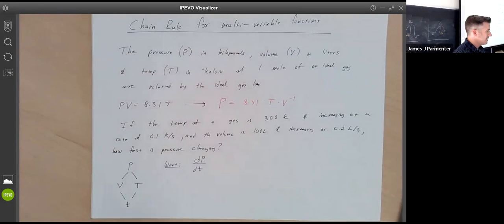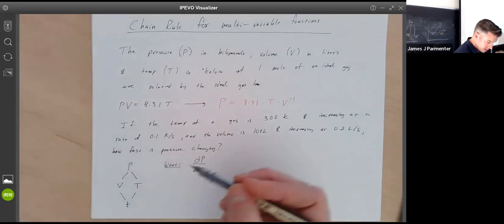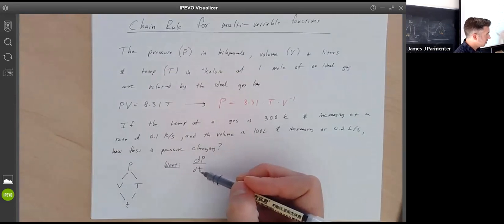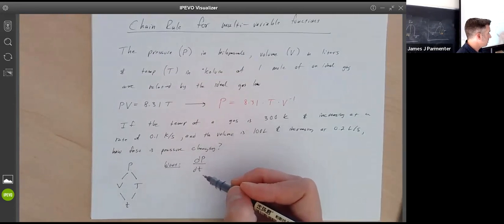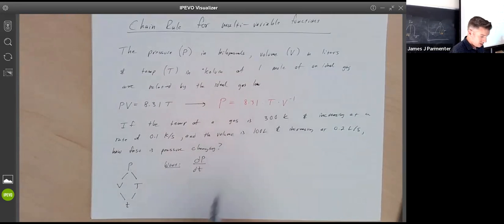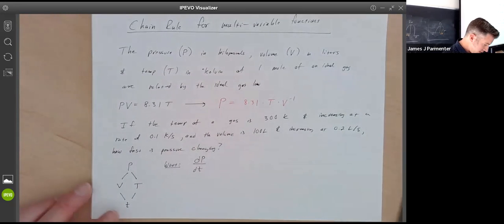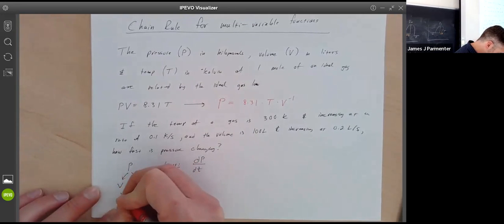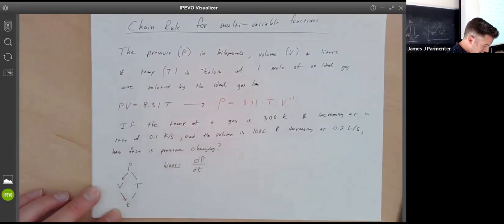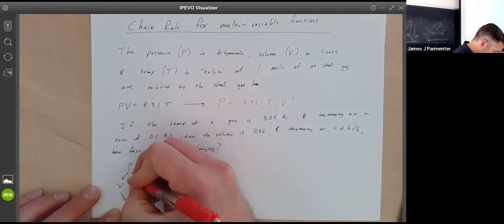The nice thing about this is that if you've drawn this mapping, the way you get the derivative you're looking for is by finding all the paths that get you from the top thing to the bottom thing. Or in other words, from the function variable to the independent variable that it's a function of. So when I look at this, I can get from P to T by going through V, or I can get from P to T by going through temperature.